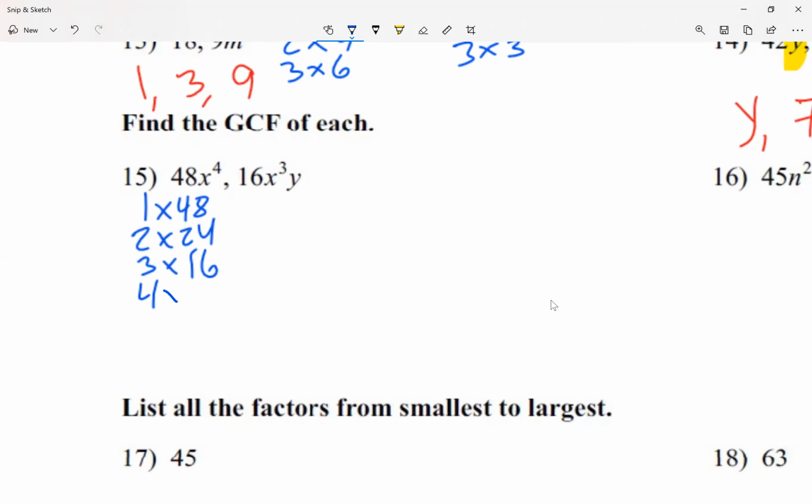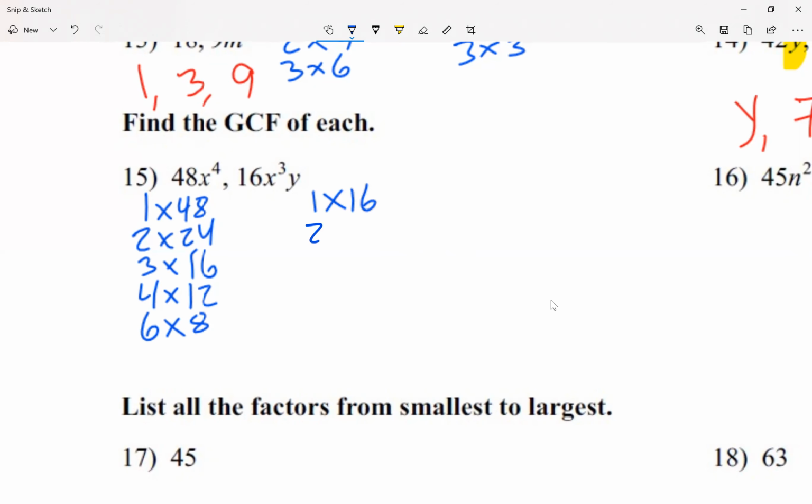4, is 4 a factor? Use a calculator if you need to. 48 divided by 4 is 12, so it gives me a whole number, so that's good. 5, 48 divided by 5 gives me a decimal, so no, 5 is not it. 6 times 8. Okay. Now my factors of 16 are going to be 1 times 16, 2 times 8, and then 4 times 4. Okay, those are all my factors of 16.